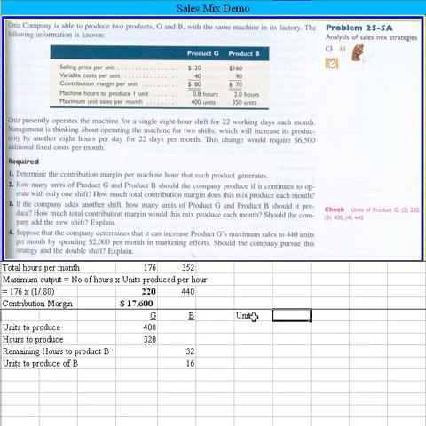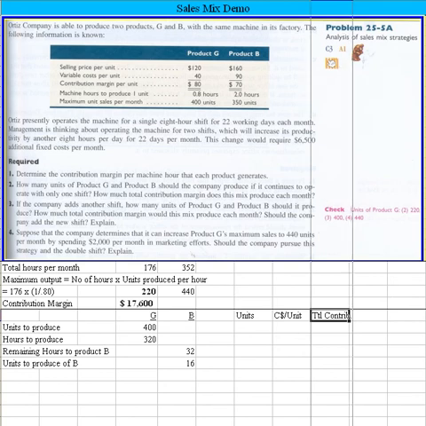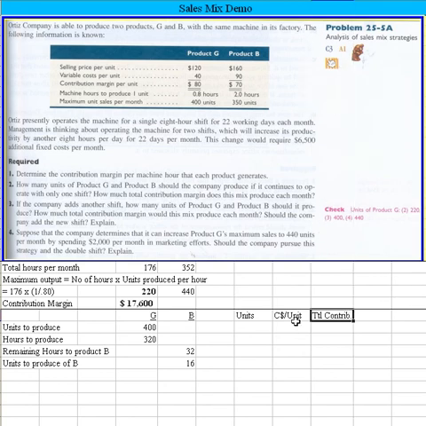We'll put the units. We'll put the contribution per unit. I'm going to put contribution dollar per unit. We'll use an abbreviation, and we'll come up with what's our total contribution margin or total contribution. We'll put that right there. Maybe widen this just a hair so you can see that.